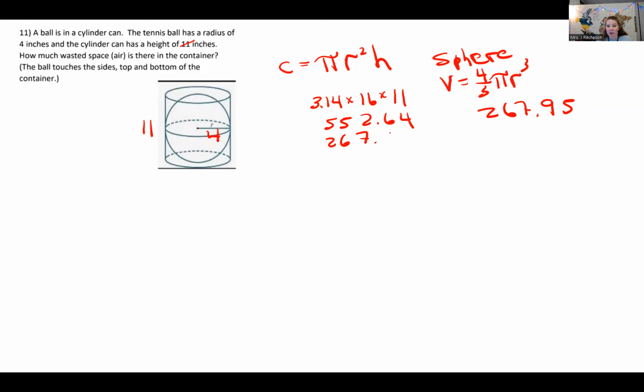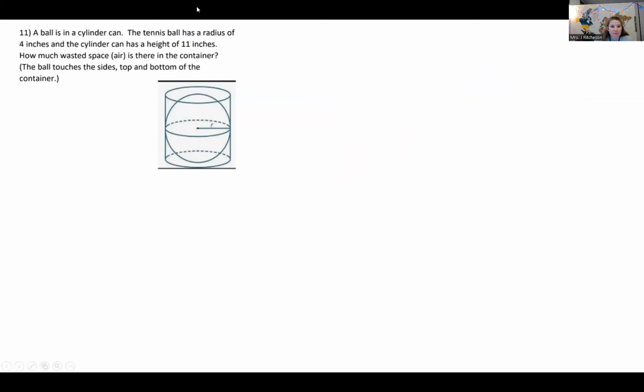And then what's the volume of the air that's left, the section that's not filled up with the ball? We're going to subtract those two numbers. So 552.64 minus 267.95, and I got 284.69 cubic inches. All right, how you guys doing?